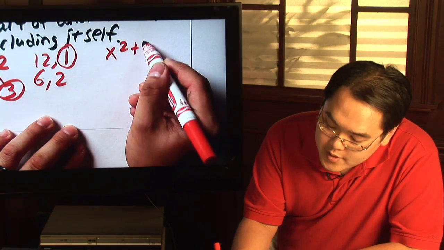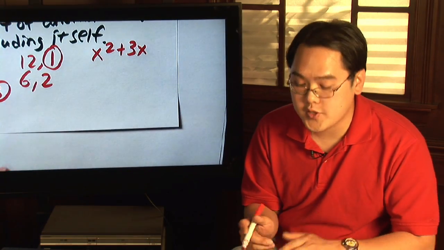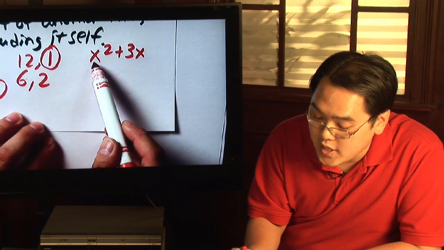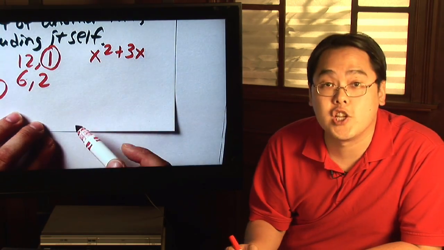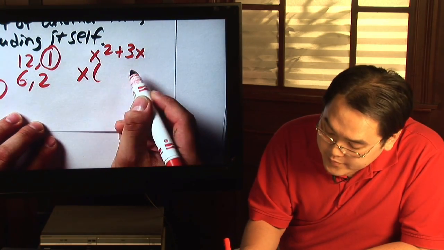Suppose you have x squared plus 3x. What are the different parts? Well, an easy way to think about this is see what they have in common. As you can see, they both have an x that they share. So x is considered a factor.